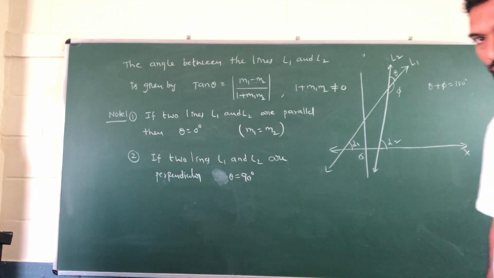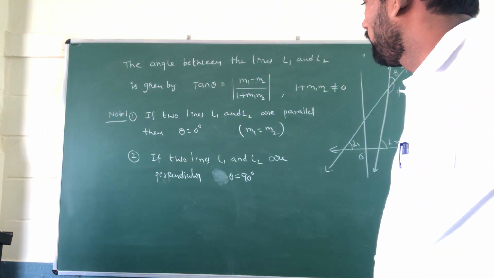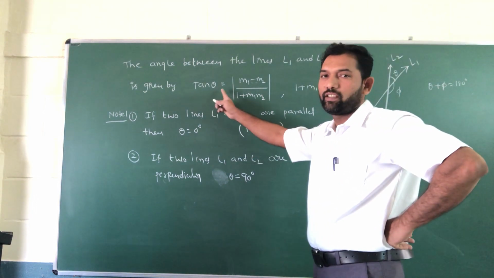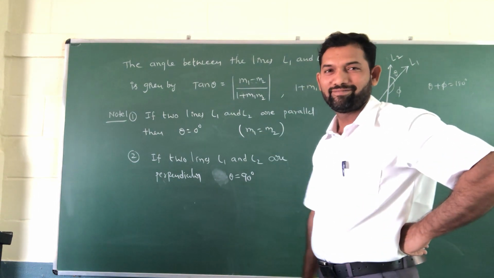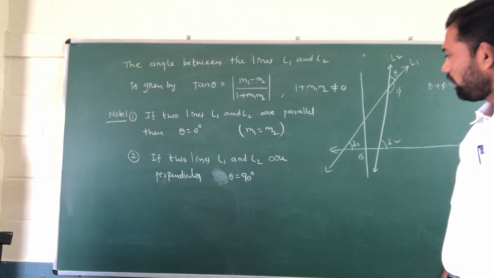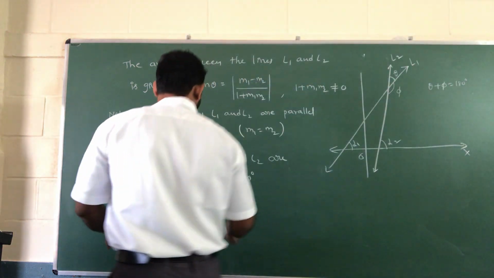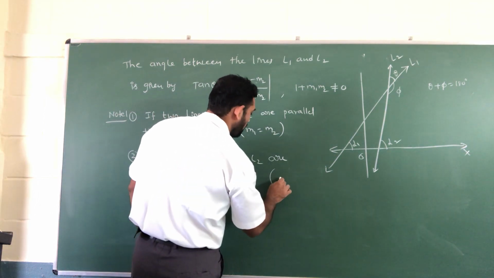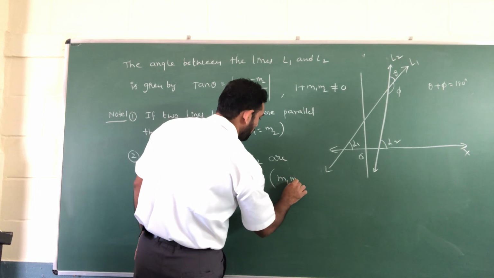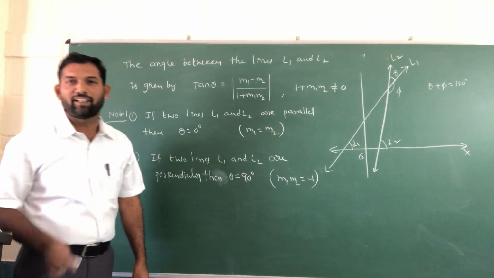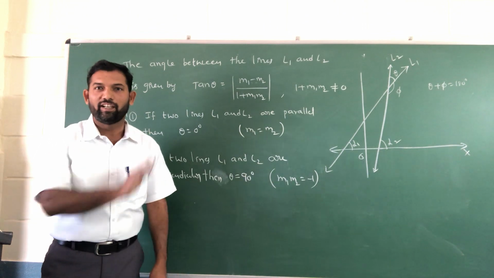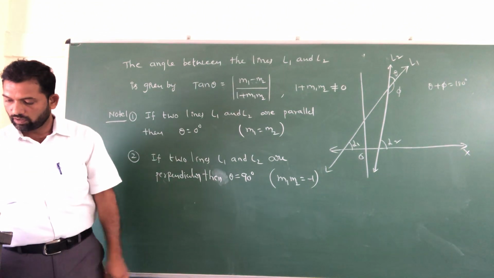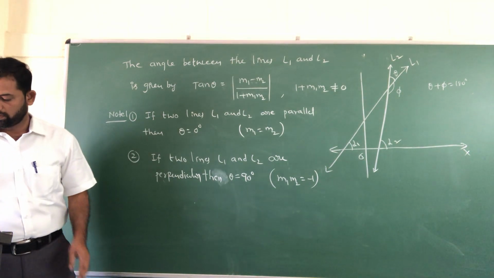Note point 1: if two lines L1 and L2 are parallel, then theta is equal to 0. So theta is equal to 0, substituted here, simplify, we are getting m1 is equal to m2. Next, if two lines L1 and L2 are perpendicular, then theta is equal to 90. You substitute, we are getting m1 m2 is equal to minus 1. We are getting that condition. So these two conditions we already did. Okay, right? So some example problems you see on this.